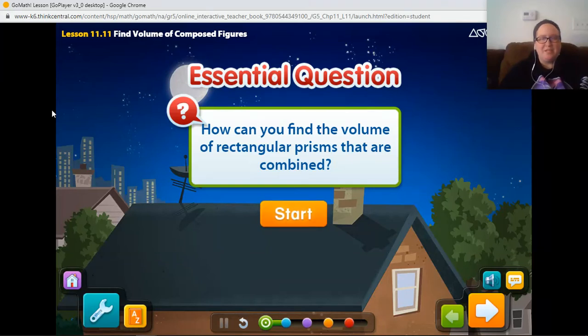Hello, my mathematicians. Today we're going to look at lesson 11.11, which is about finding the volume of composite figures. Our essential question is, how can you find the volume of rectangular prisms that are combined?